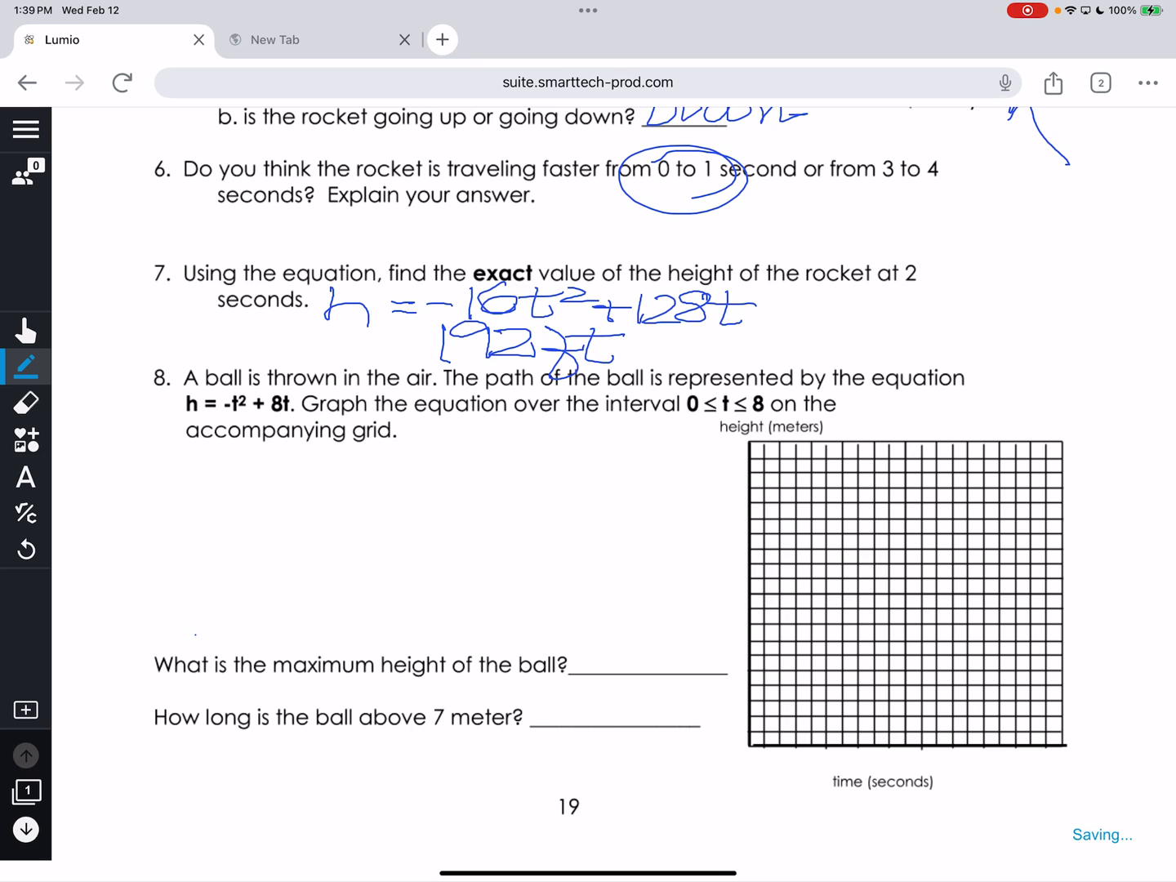Excellent. I put in 16 times 2 squared, and I put plus 128 times 2 squared. Oh, no, don't square it the second time.